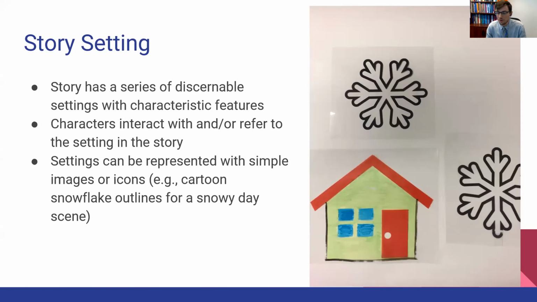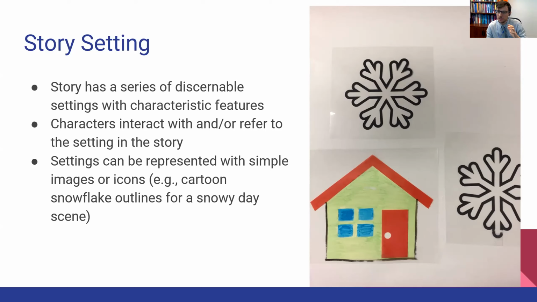Okay, let's talk about story setting. I like to choose stories that have a series of discernible settings with different characteristics, features. So what I mean by this is that I'm not going to select a story that takes place in a snowy schoolyard, where the entire story takes place in the schoolyard. This is a bit of a dated reference, but try not to pick stories that are like an episode of the Flintstones, where the background just rotates and stays the same while the characters are moving along.